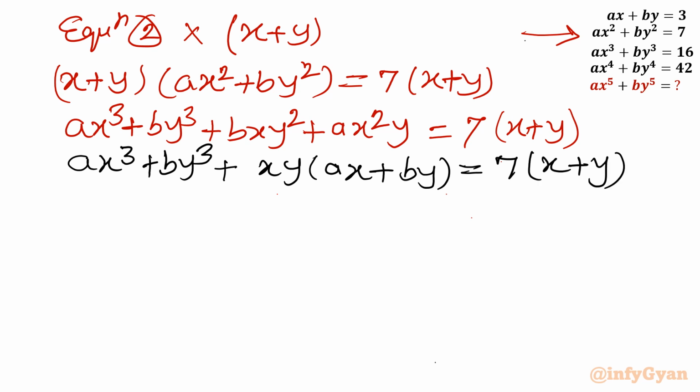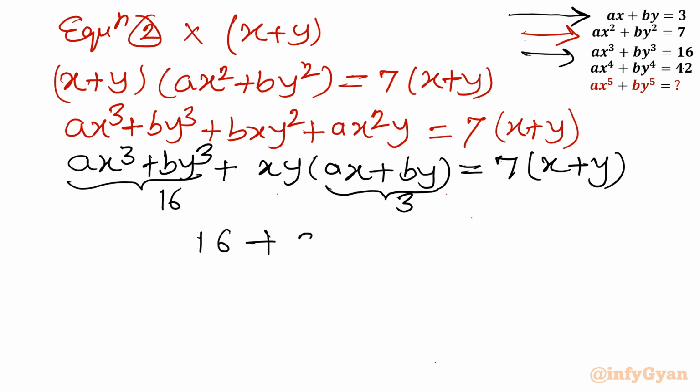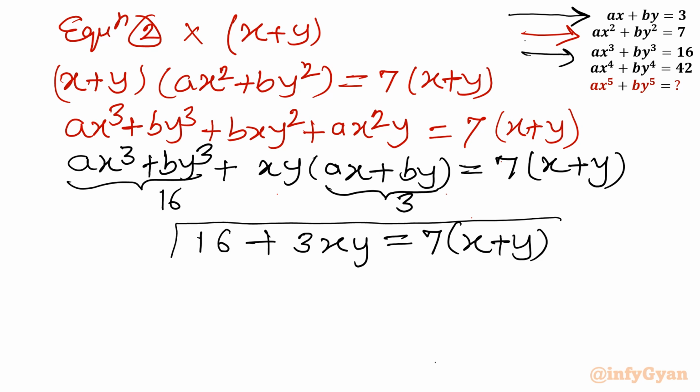Now you can see our equation number 1, I will put here 3. So this equation will be ax^3 + by^3, which is our equation number 3 also, so I can put here directly 16. Better is to put in a single step: here I will be putting 16, here I will be putting 3. So finally this equation is 16 plus 3xy equal to 7 times x plus y. This is our equation number 6.